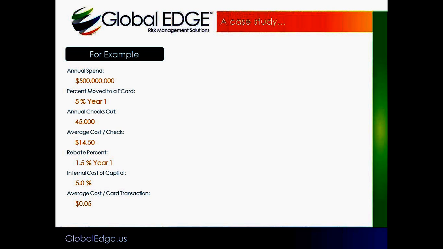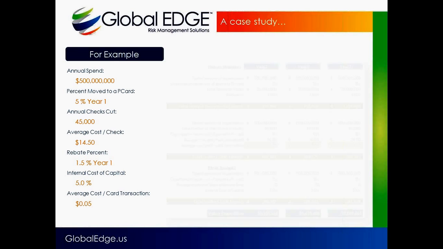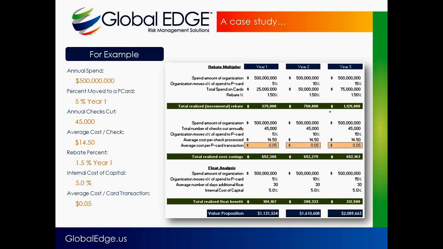You have $14.50, which we recognize as kind of a norm, 1.5% rebate in year one, 5% cost of capital, and 5 cents cost per card transaction. When you look at that and you put that into an operating model, you start to see in year one, you're really looking at about a $1.1 million savings.